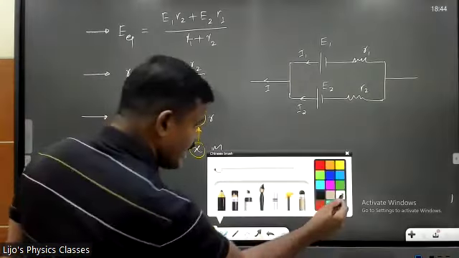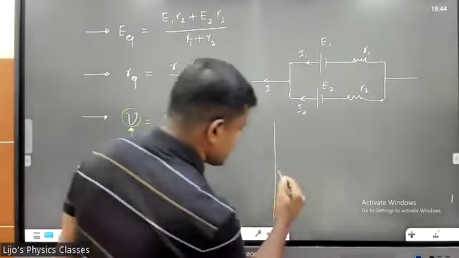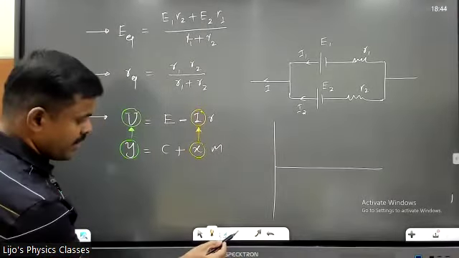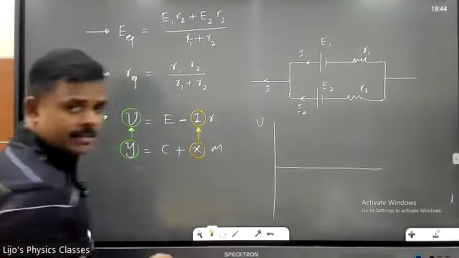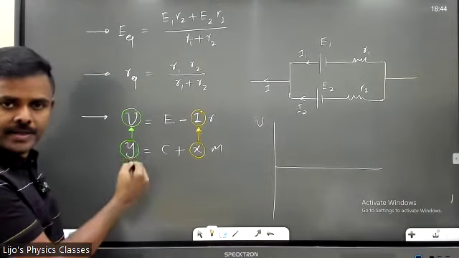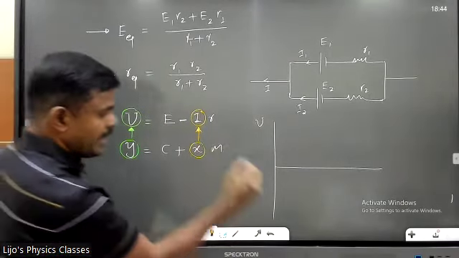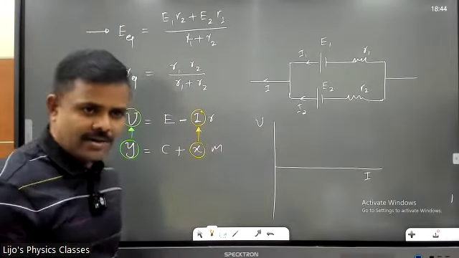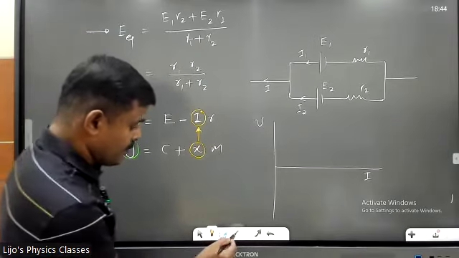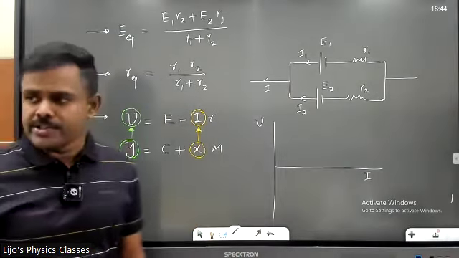So see the graph. I'm going to draw the graph now. This is my graph. Y-axis and x-axis. And tell me about the graph. On the y-axis, I must take terminal potential difference, V. Correct. And on the x-axis, what should I take? On the x-axis, I should take current. All right. What is the graph you expect? You expect a straight line, right?